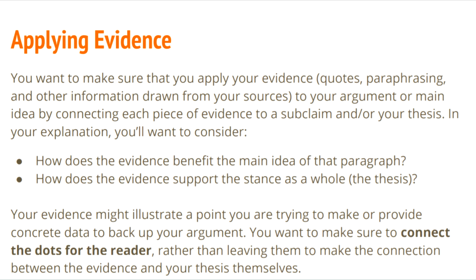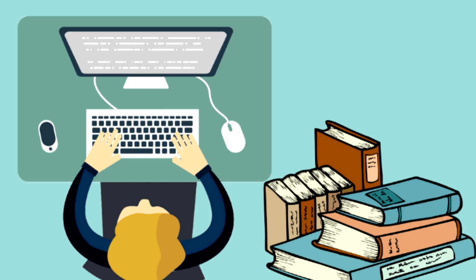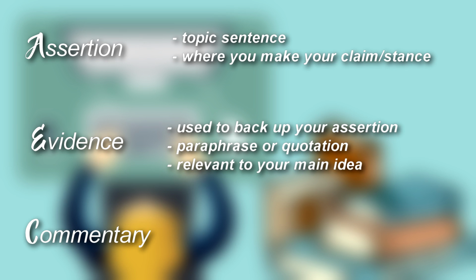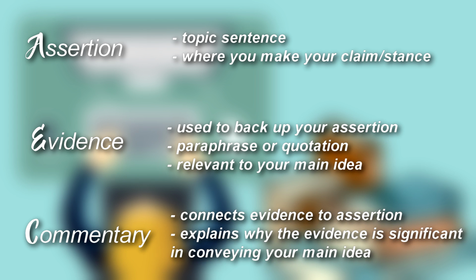Applying evidence. You want to make sure that you connect your evidence to your topic after you present it by connecting each piece to either a subclaim or your thesis. I generally use this structure when I am applying outside information into my paper: assertion, evidence, commentary. The first part, assertion, is where you make a claim or take a stance. Then you provide your evidence, whether that be a quotation or paraphrase, and lastly, you comment on the evidence by explaining how it supports your stance.